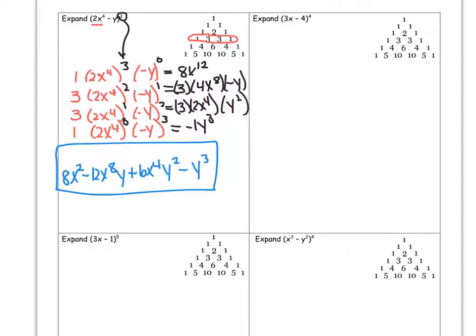Okay, let's see if we could do the next one, which is 3x minus 4 to the 4th power. So again, the first thing that we're going to do is we're going to find the expansion in Pascal's triangle. So this is to the 0, to the 1st, to the 2nd, to the 3rd, to the 4th. So let's go ahead and circle this one and write down all of the powers. So 1, 4, 6, 4, 1, and take our first and our second terms and write them out. So 3x, negative 4, and let's do that all the way through.